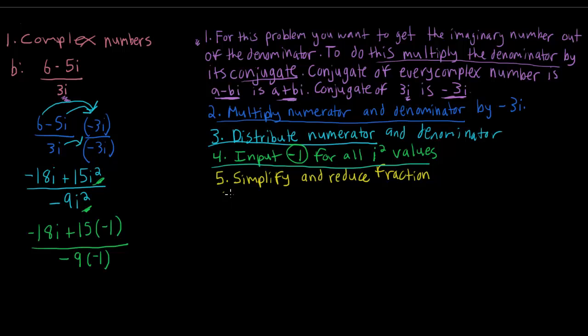Finally, step 5, we want to simplify and reduce this fraction. So negative 18i plus 15 times negative 1. Negative 18i, we can't do anything with that. Plus 15 times negative 1 would just be negative 15. And then negative 9 times negative 1 is positive 9.